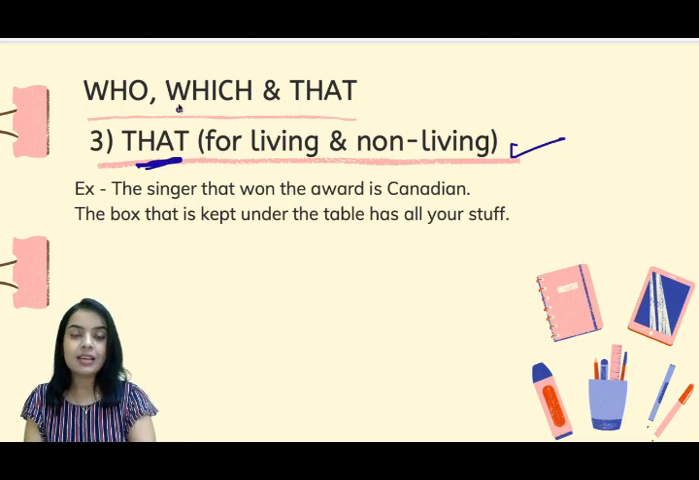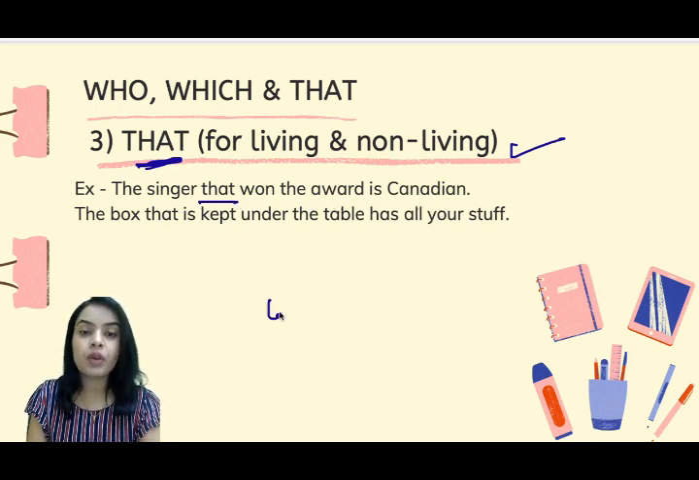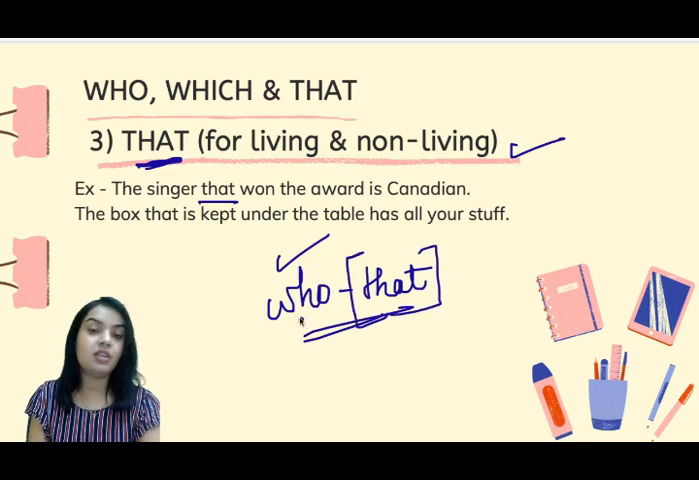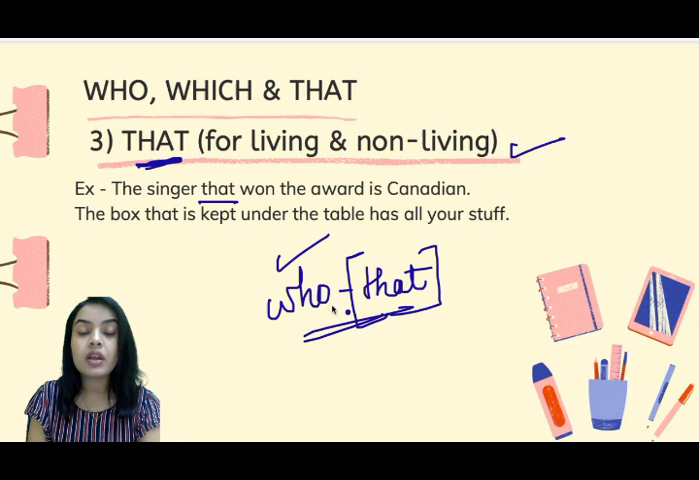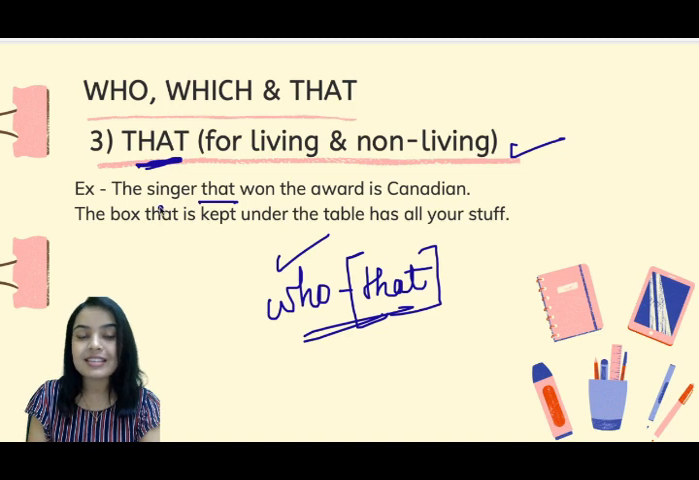Many times we see this is the word based on which questions are asked in our exams. So understand the basic use. The singer that won the award is Canadian. Now replacing who with that is not done that often. Who is preferred, but again there is a possibility, it is not wrong. It is not wrong if I use that for a living being. Singer, if there is a person who sings, the person is a singer, of course we count him or her as a human being, that's so obvious. The singer that won the award is Canadian.